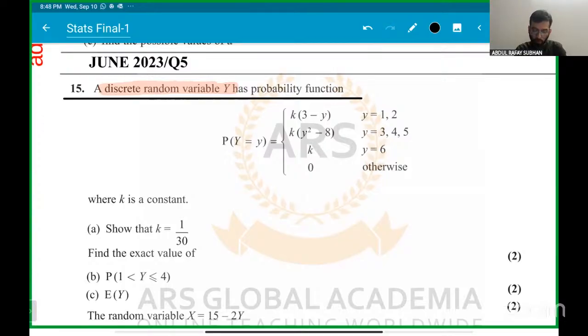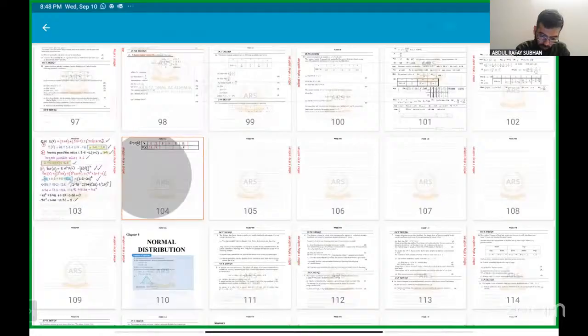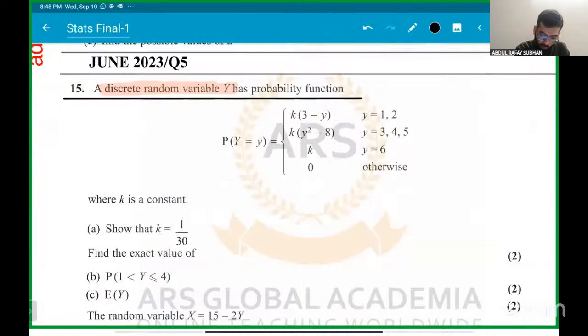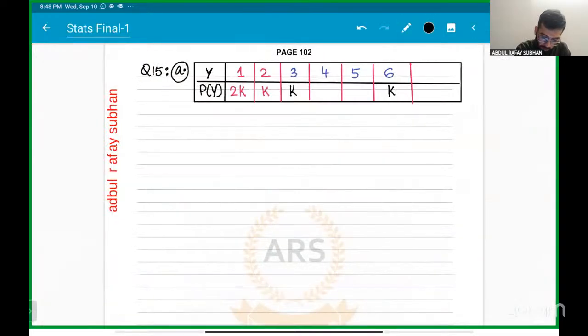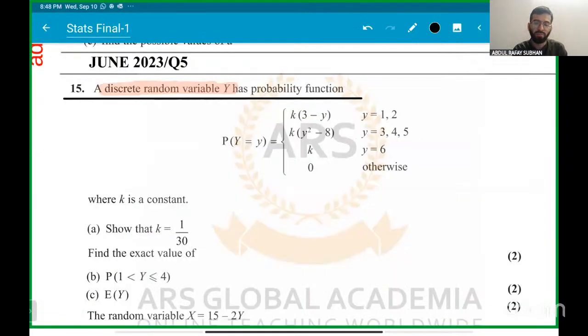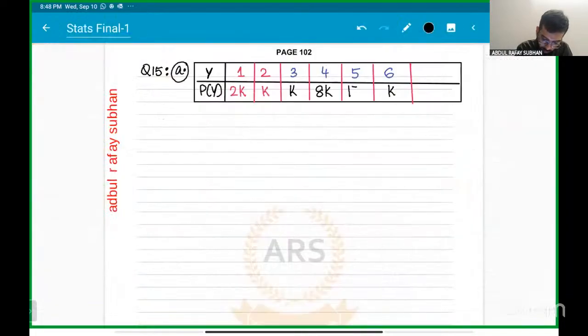Yes, let's continue. So hope everyone got it. When y is 3, 3 square is 9, 9 minus 8 will be 1, 1 times k. So this will be k. 4 square will be 16, 16 minus 8 will be 8, 8 times k, so this should be 8k. And 5 square is 25, 25 minus 8 will be 17, so that will be 17 times k.